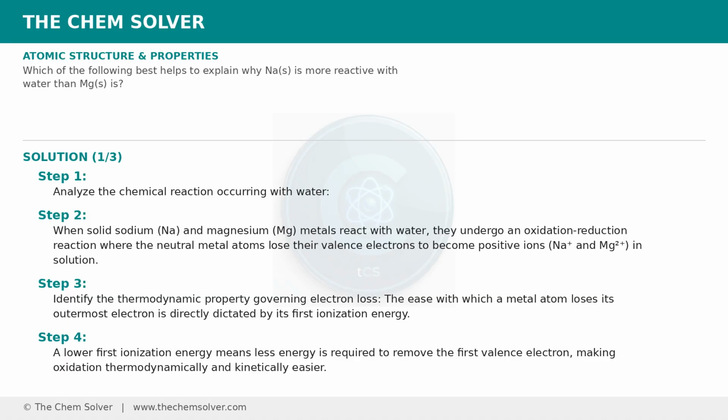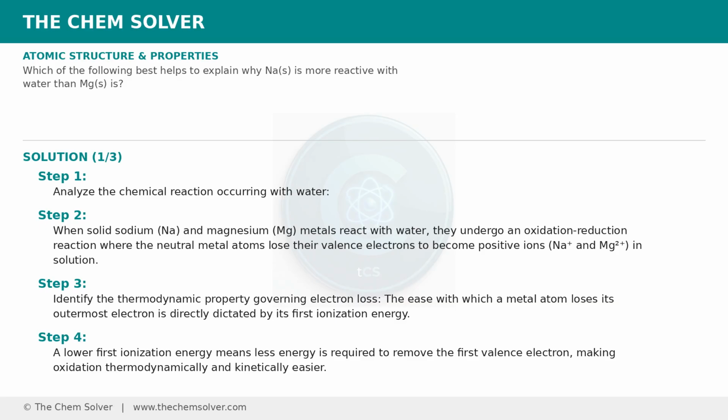Analyze the chemical reaction occurring with water. When solid sodium, Na, and magnesium, Mg, metals react with water, they undergo an oxidation-reduction reaction where the neutral metal atoms lose their valence electrons to become positive ions, Na⁺ and Mg²⁺, in solution. Identify the thermodynamic property governing electron loss.